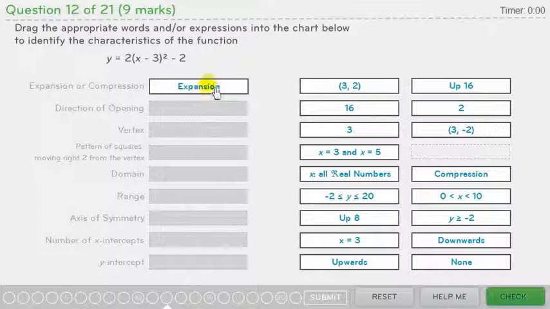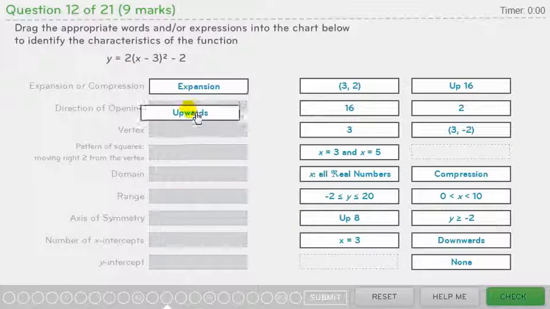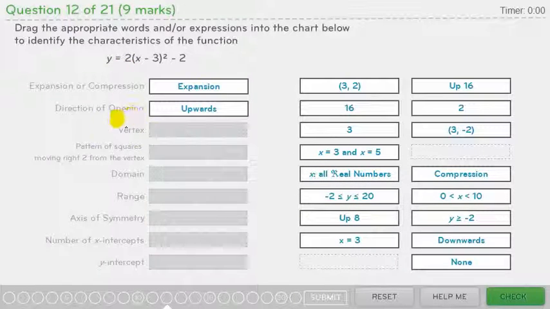The direction of opening is simple to determine because the leading coefficient is positive, so we know that this is opening upward. The vertex is also easy to determine because notice that this function is in vertex form. The vertex would be at (3, -2).